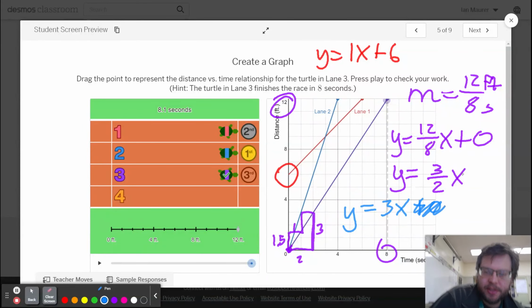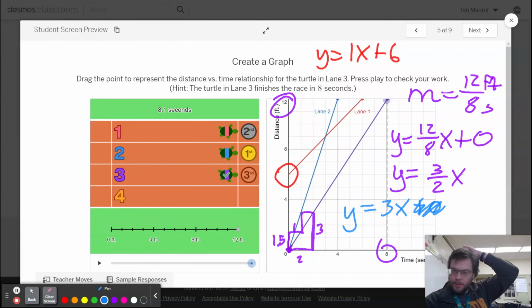And you can leave off the 0 if you feel like it. So let me know if you got any questions. Those are some of the big ideas that you're noticing when you're working on the turtle time trials activity.